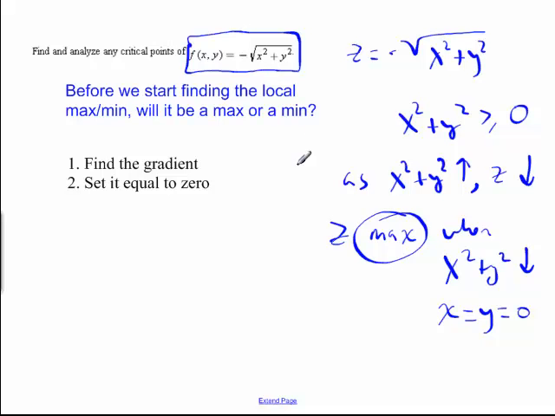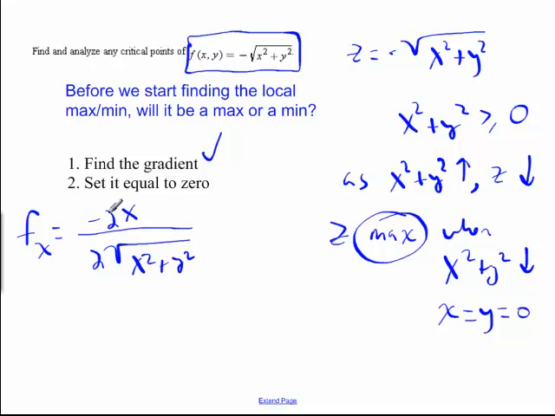Well, okay, let's see what happens when we talk about finding the gradient. Given this function, f partial x is going to equal negative 2x over 2 times the square root of x squared plus y squared. The 2's will cancel off. And what makes this equal to 0? Well, that's going to be 0 when x equals 0.